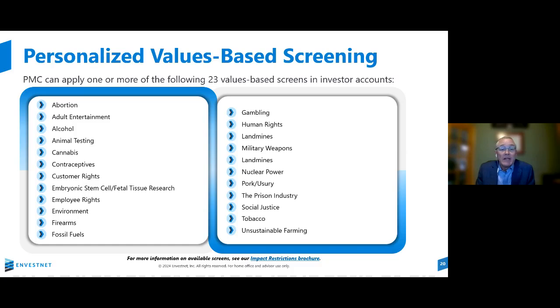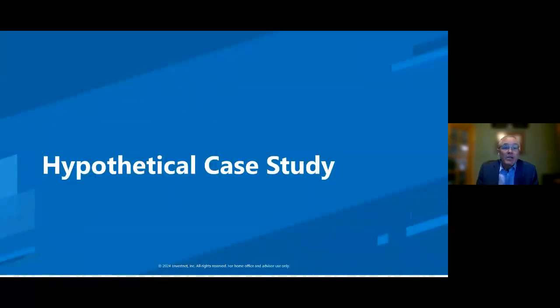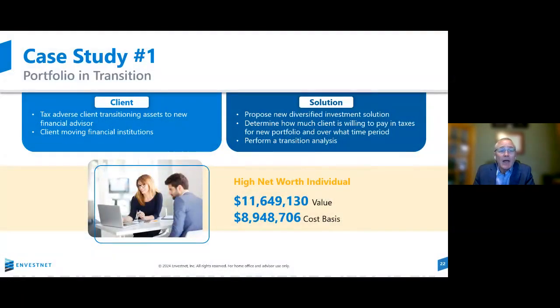These screens allow them to do that. So let's take a look at a hypothetical case study for our UMA tax overlay offering. This is a case of a high net worth client that's changing financial institutions. Got a fairly large portfolio of $11.6 million, with a cost basis of $8.9 million.